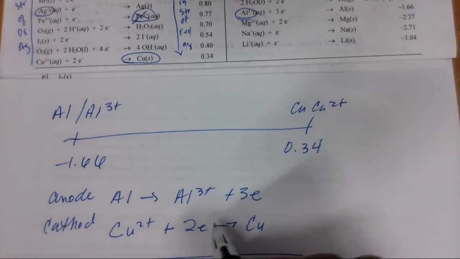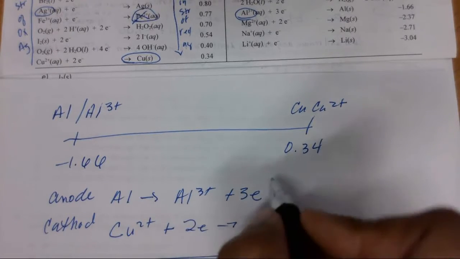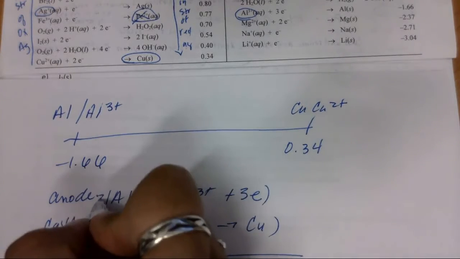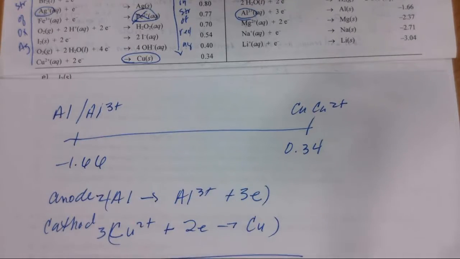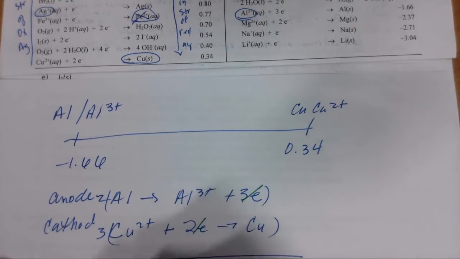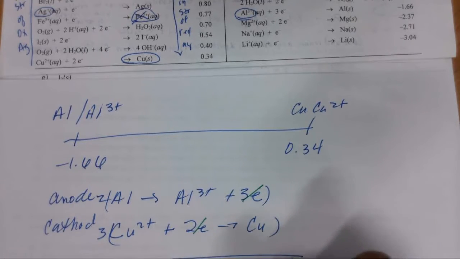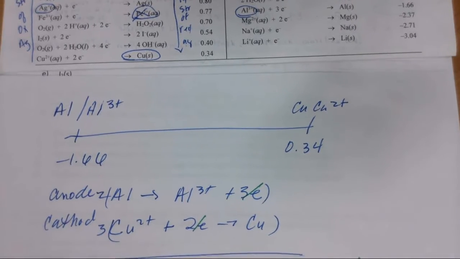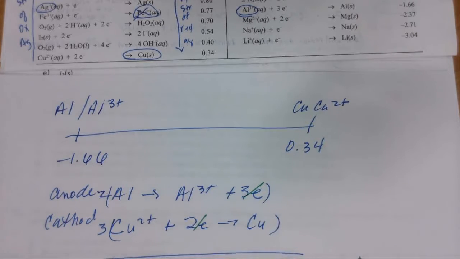So I need to equalize my electrons, right? So the least common multiple of these is 6. So multiply the aluminum one by 2 and the copper one by 3, right? So that's going to give me what? Let's see, and we'll cancel. That's 2 aluminums, right? Plus what? 3 copper 2 plus, right? And that's going to give me 2 Al3 plus and 3 solid coppers, right?